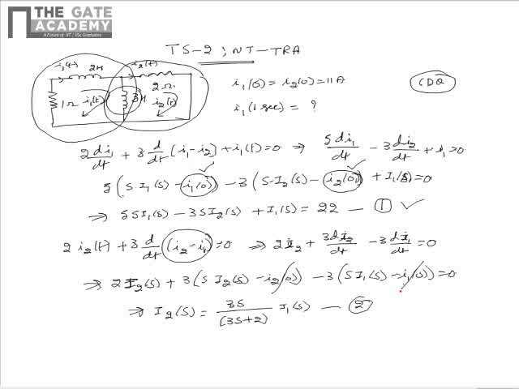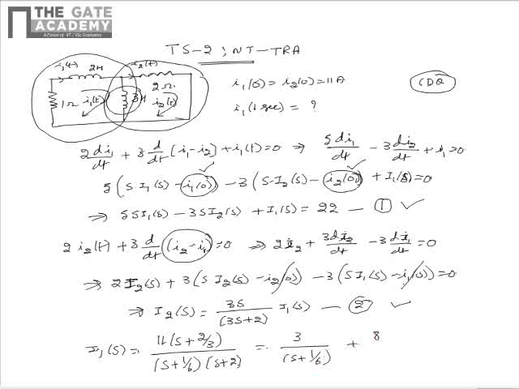So now by using equations 1 and 2, we can simplify for I1(s) to get I1(s) = 11 (s + 2/3) divided by (s + 1/6)(s + 2). This can further be simplified as 3/(s + 1/6) + 8/(s + 2). This is by splitting I1(s) into partial fractions.